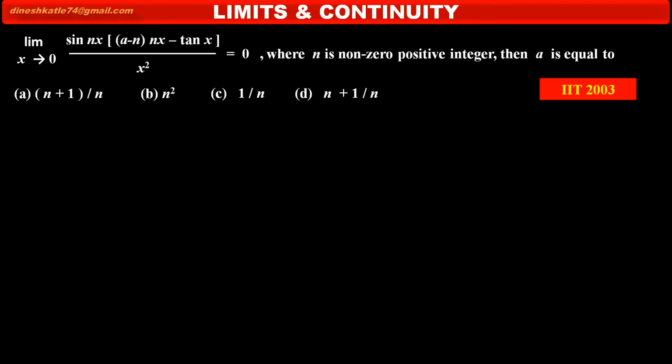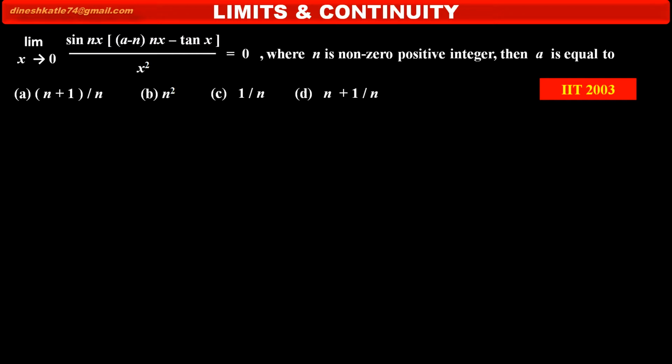Friends, this is a problem on limits, important for the IIT exam as well as the 12th exam. Limit x tends to 0 of sin nx into bracket a minus n into nx minus tan x, whole upon x square, is equal to 0, where n is a non-zero positive integer. Then a is equal to... we have to find out the value of a.